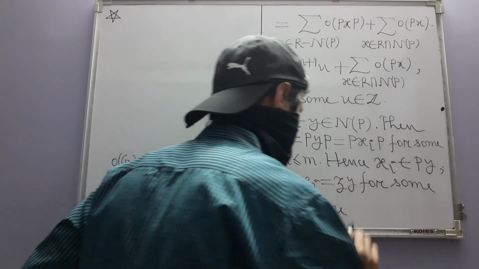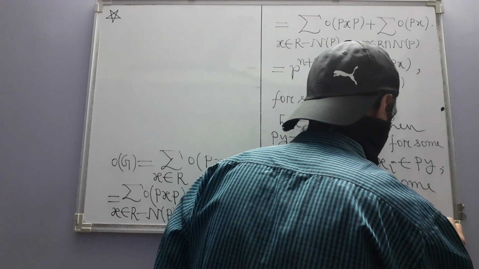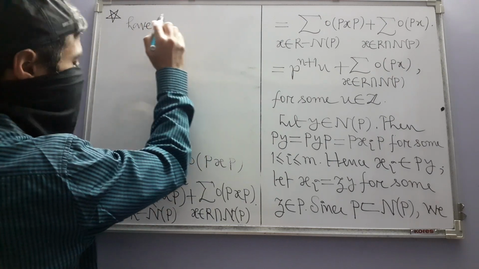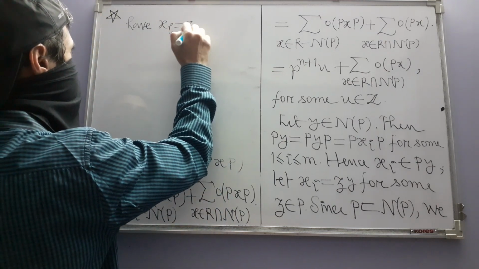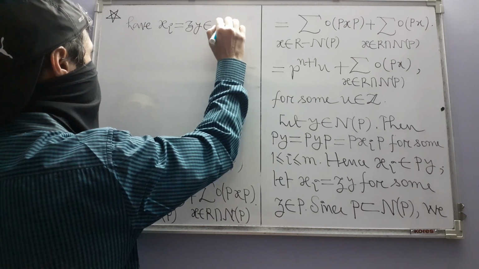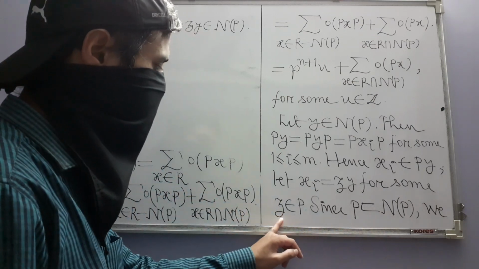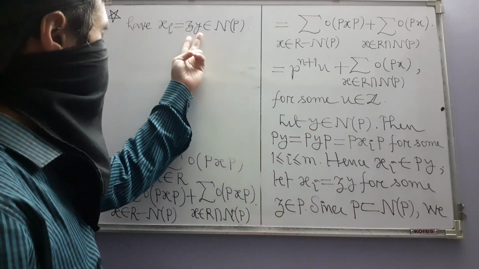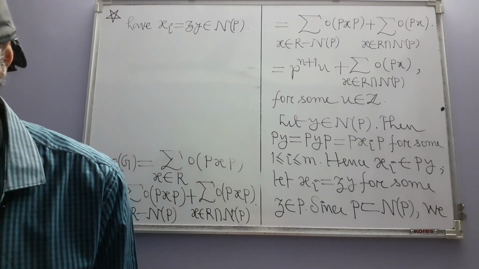Instead, let's write like this. Since P is contained in NP, we have xi equal to zy belonging to NP. Do you see the argument here? Because P is contained in NP, z is after all an element in NP, and y is already in NP. Because NP is a subgroup, their product is in NP, that is xi is in NP. Okay, so we have found xi in NP.